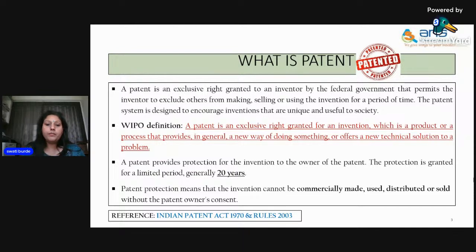As you all may know, what is a patent? It is an exclusive right granted to an inventor on his patented invention to exclude or stop others from making, selling, or using his patented invention for a period of 20 years from the date of filing or from the date of priority. So, this is an exclusive right, and somewhere it is also called a monopoly right. We will talk about this in detail in our coming slides.